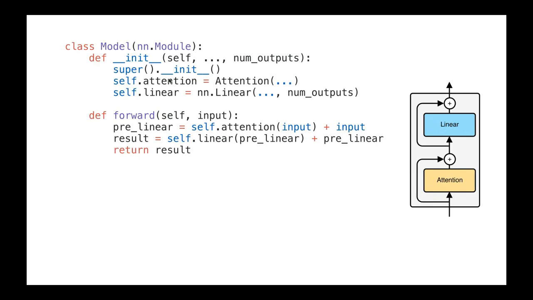So in this case, maybe the attention layer may have some parameters inside, and the linear transform can also have some parameters. So this is where we will construct it, and everything you do is just assign it to an attribute of this class. And another important thing to note is that the initializer can have some arguments, right?